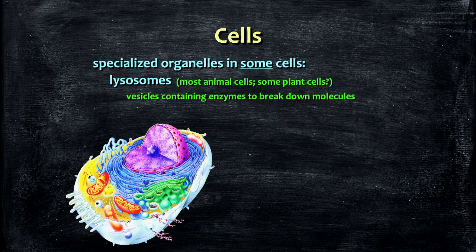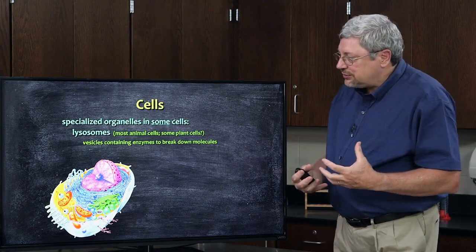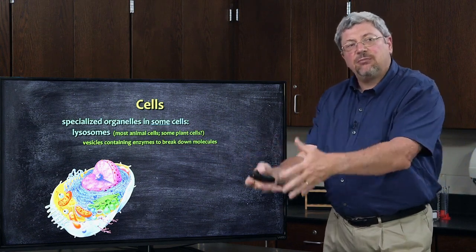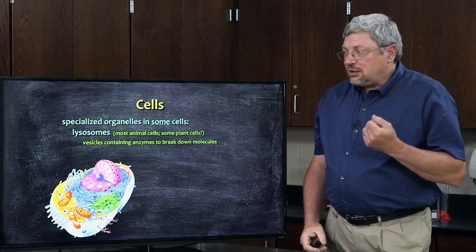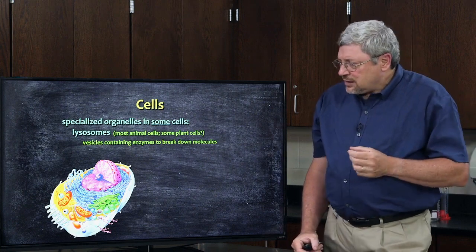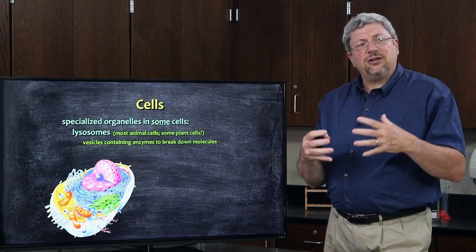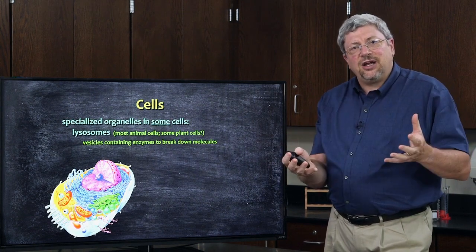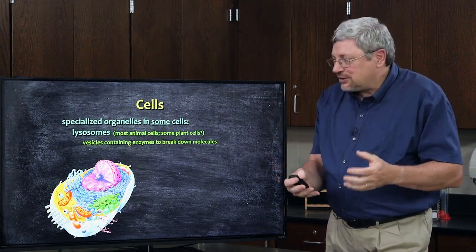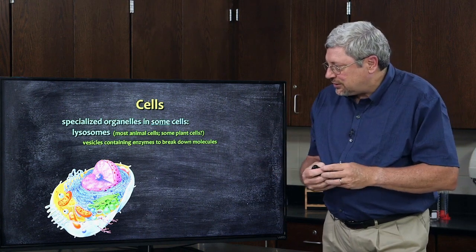These are vesicles, spherical organelles that carry molecules, specifically enzymes that break down macromolecules. Lysosomes are found in most animal cells, some plant cells, and what they do is kind of roam about the cell, encountering those molecules that are broken down or molecules that aren't working anymore. They break them down into little particles, into the monomers, so that the cell can use them to build macromolecules.